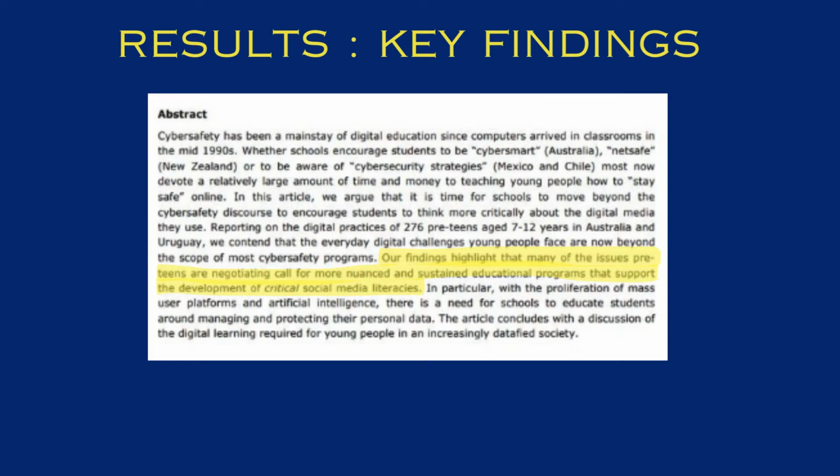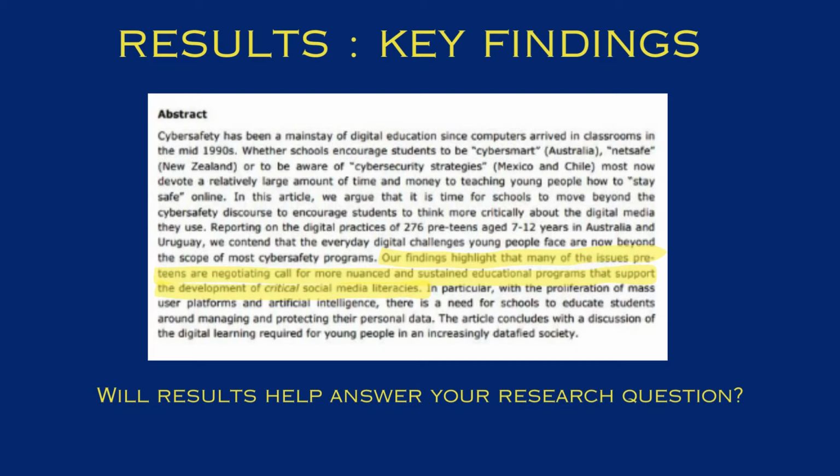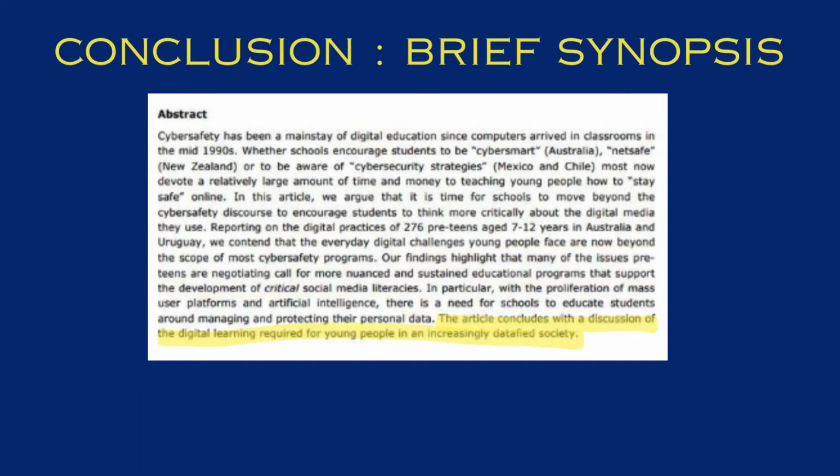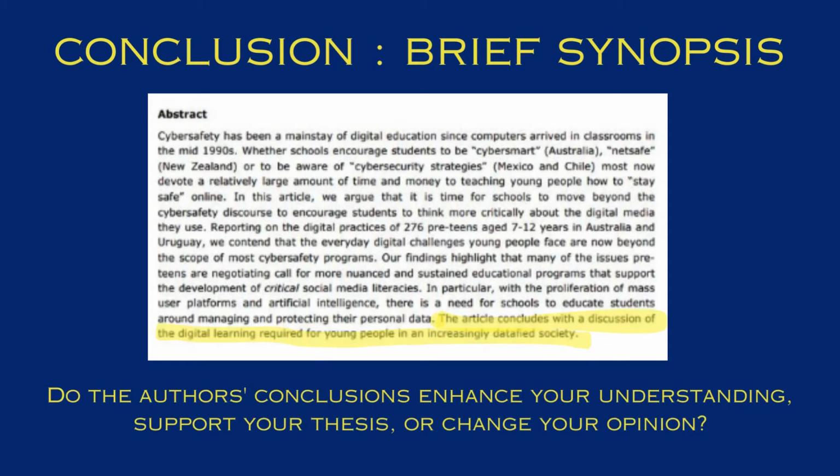Results: the abstract highlights the key findings. Assess if these results are useful for your research question. If so, keep reading. Conclusion: the abstract includes a brief synopsis of the author's conclusions. Determine if these conclusions add to your understanding of the topic, prove a point related to your thesis, or change your opinion by presenting new information.